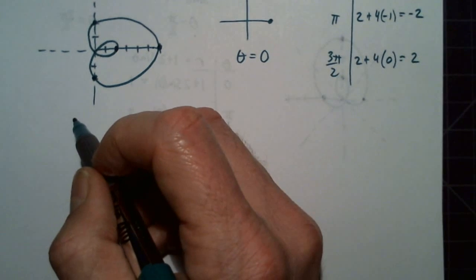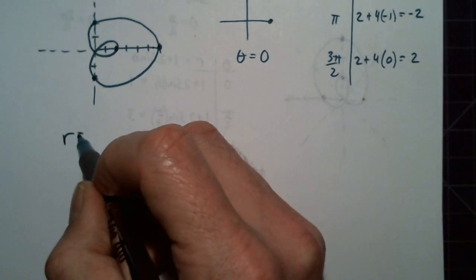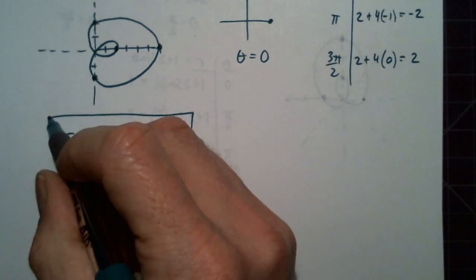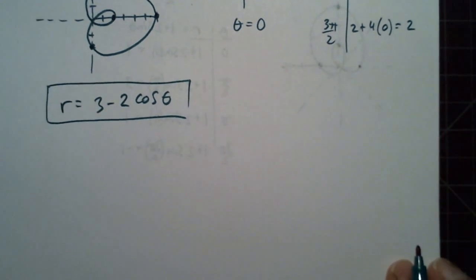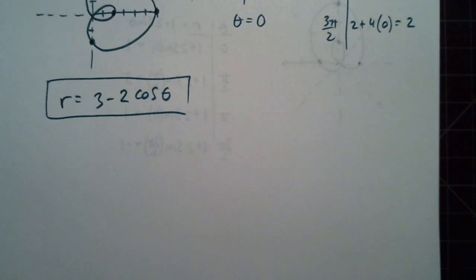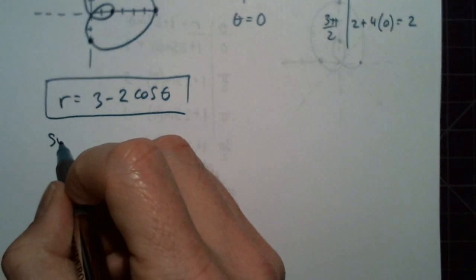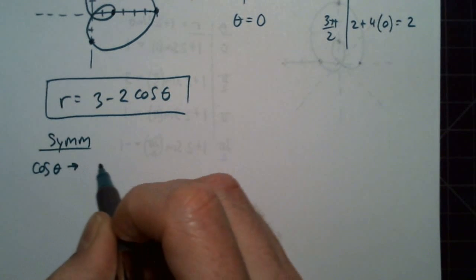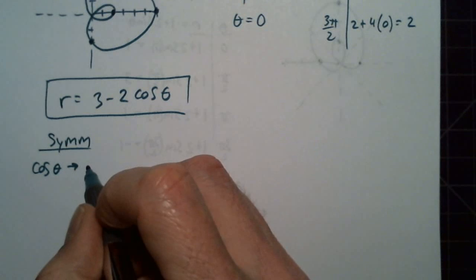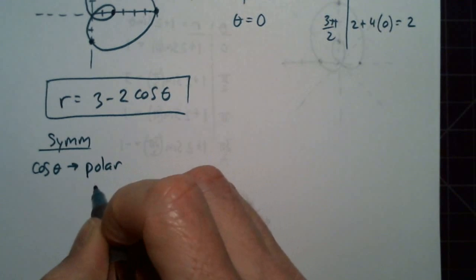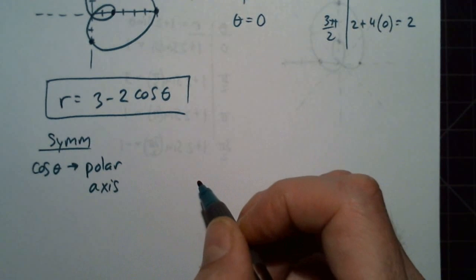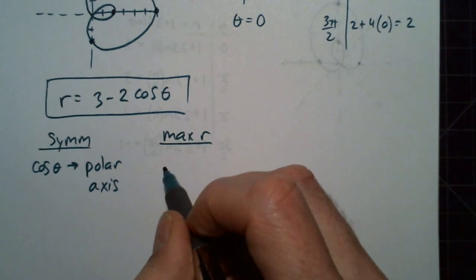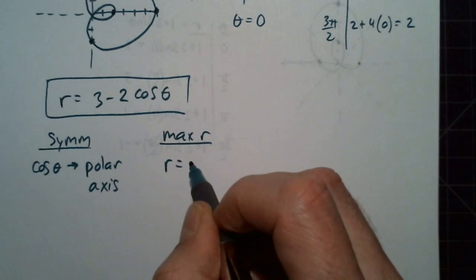And last example. Graph using symmetry. Pause the video and try that. Since we have cosine, we would expect symmetry to the polar axis. And let's look at the maximum radius.